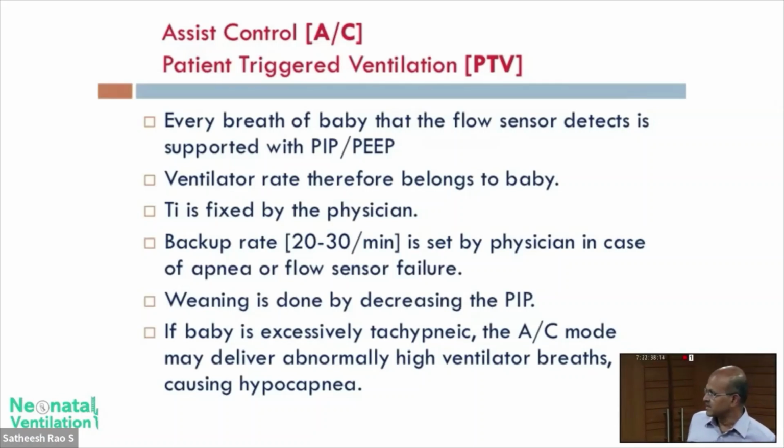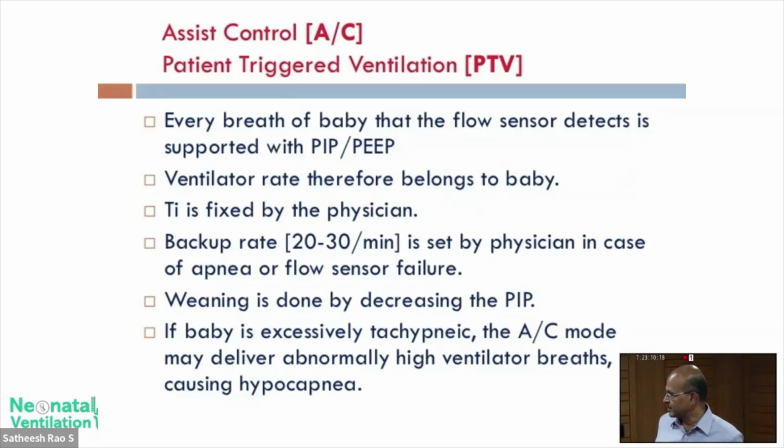The I time is fixed by the physician in this case, and the backup rate is set only as a backup if the baby doesn't breathe in between. But making changes to the backup rate doesn't change your ventilation usually. So if you have a CO2 washout and the baby is breathing at 70 breaths, dropping the set rate to 40 doesn't make any change. So be aware that in PTV, changing the rate is not really the option to adjust your ventilatory settings, unless the baby is breathing lower than the set rate, in which case it's not PTV.